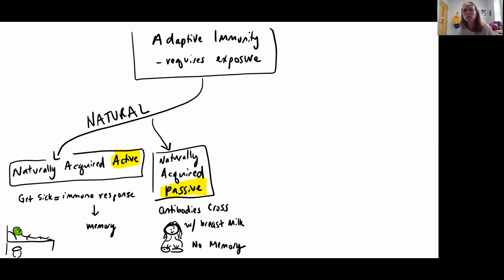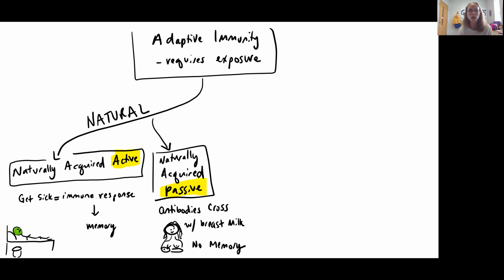This is the naturally acquired passive immunity. Passive means you're not actually making those antibodies, which means you haven't actually activated any lymphocytes, which means you don't get any memory. So there's really two ways that this happens naturally. One is some antibodies will actually cross the placenta so that you can be born with some antibodies already in circulation of that infant. And then, of course, antibodies are crossing with the breast milk.